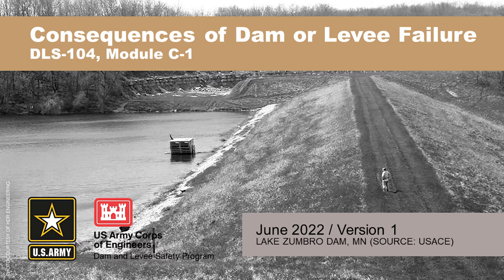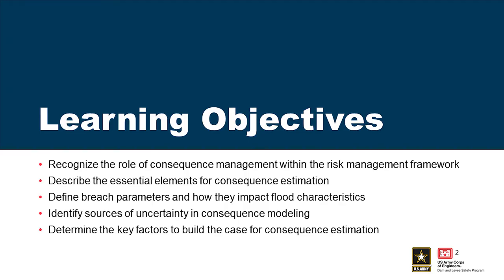Okay, so today we're going to talk about the recognition of consequence management within the broader risk management framework, describing the essential elements for consequence estimation. We're going to talk about some breach parameters and how they impact the flow characteristics. We're going to identify sources of uncertainty and then talk about building that case, right? Manal was talking about a tool called LifeSim, we're really excited about it, but you can't just sit around and push the buttons on it and get a result. Being able to talk about what's going on in there, ask the right questions, and build the case for these estimates.